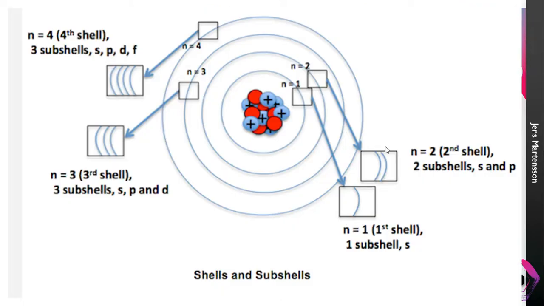Okay? So as you can see here, we have the first energy level, no? The first shell has only one subshell, the s subshell. The second main energy level has two subshells, s and p. The third energy level has three subshells, s, p, and d. And then the fourth main energy level or main shell has four subshells, the s, p, d, and f. Okay?